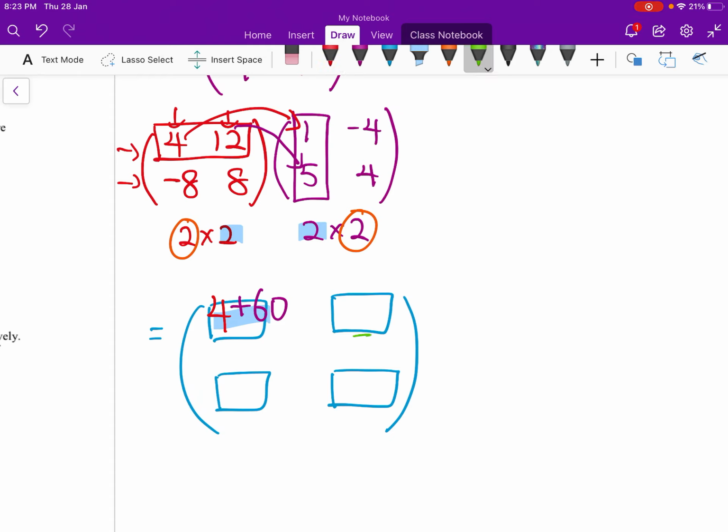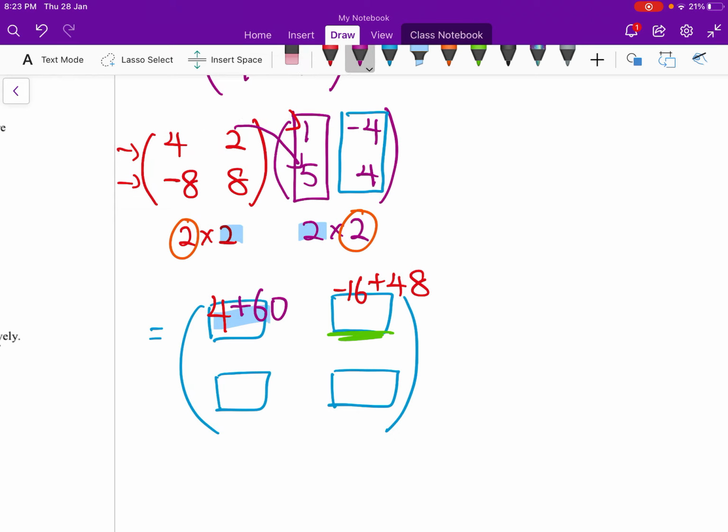Let's move on to the first row, second column, which is this. Same thing, first row, which is the red color, and the second column is this. First row is 4. 4 times negative 4 is negative 16, plus second number times second number, which is 12 times 4, which is 48. So this you will get your second element. Now let me erase this.